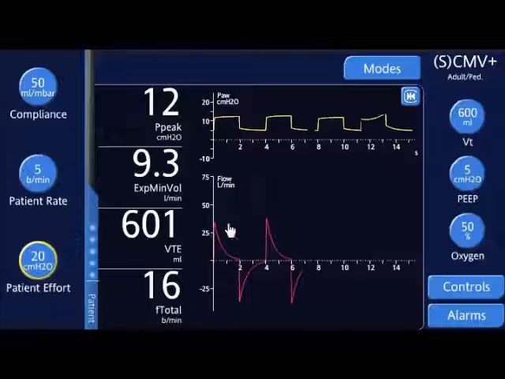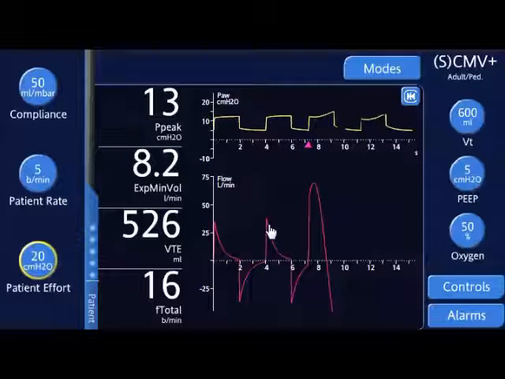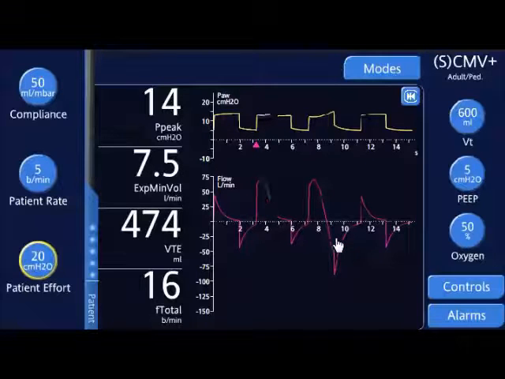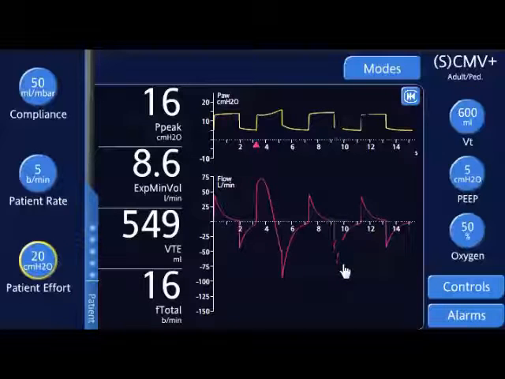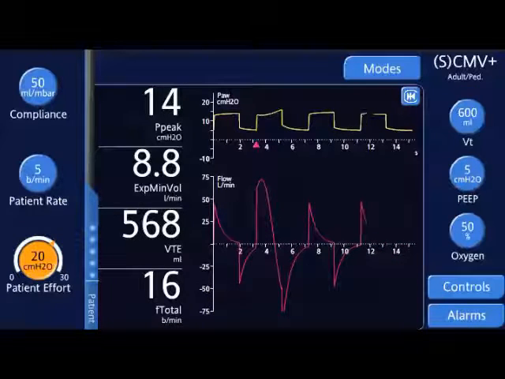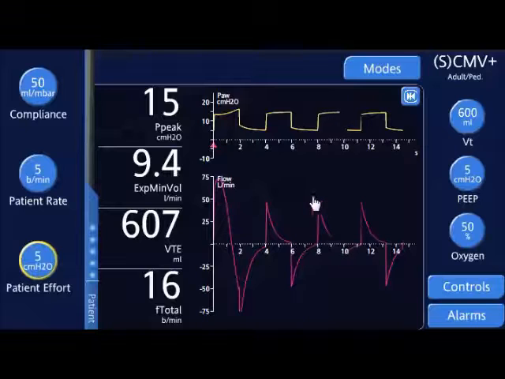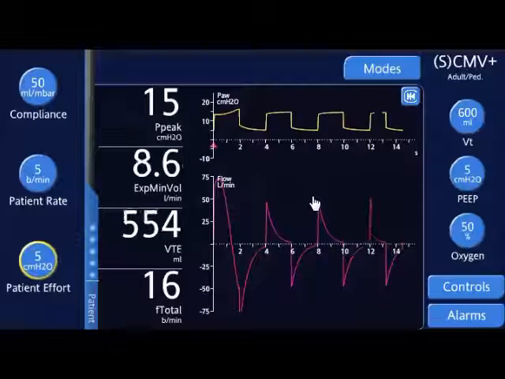So as you notice, my mandatory breaths, the flow is pretty low. It's only around 45 or in the 40s. However, my spontaneous breaths, the patient's inspiratory demand is still a little high, so it's giving the patient a lot more higher flow rate. Now, if the patient calms down, I'm just going to decrease the drive again to 5. The flow is variable again. The patient doesn't need as much flow.